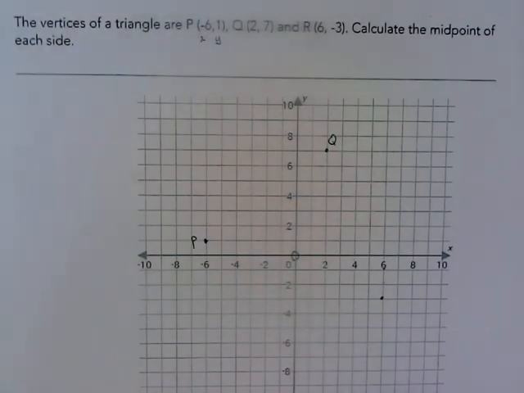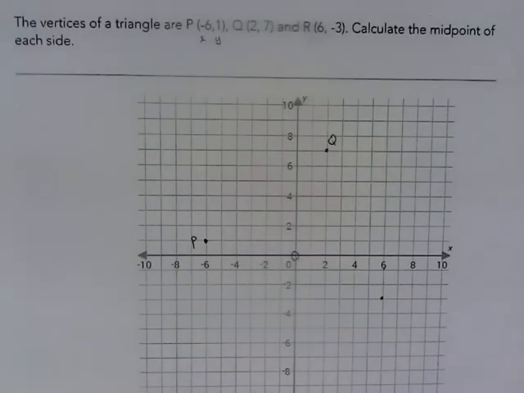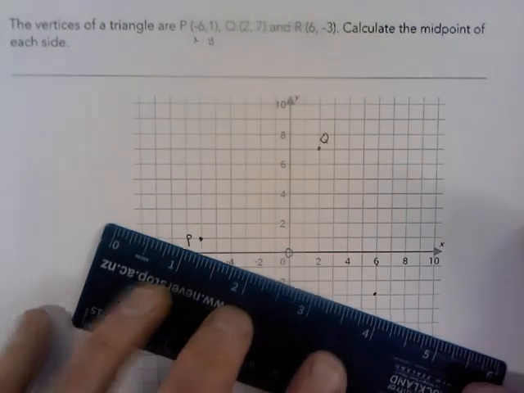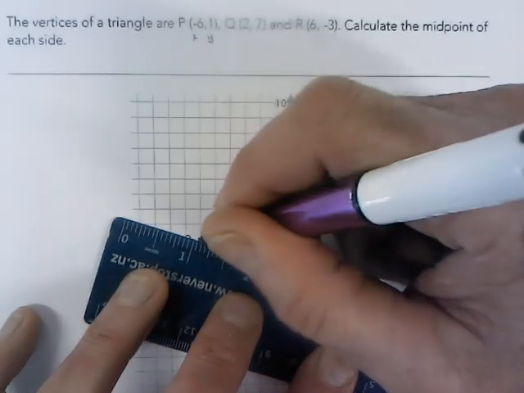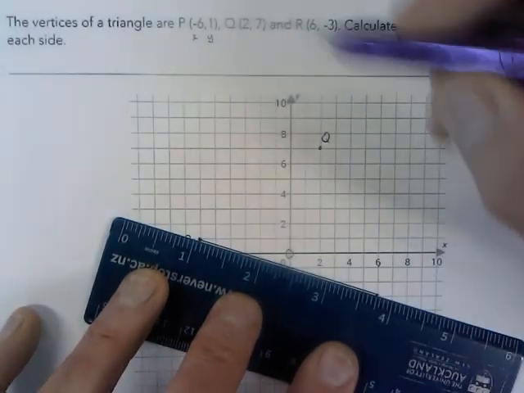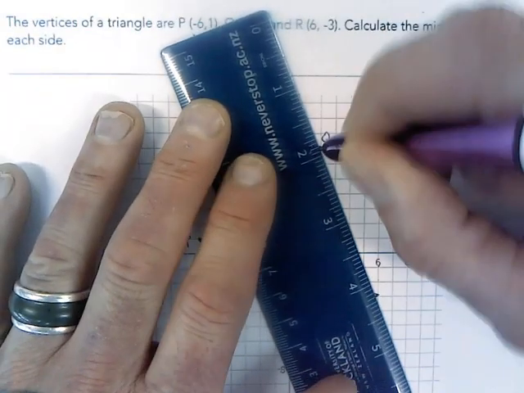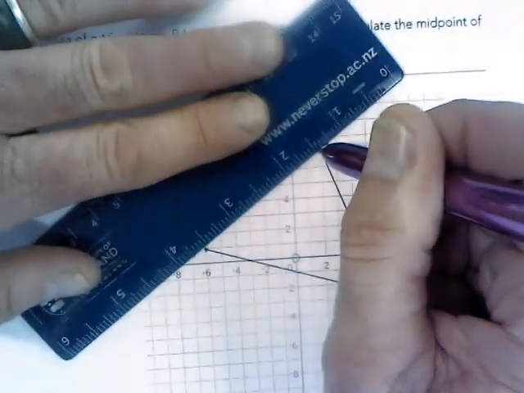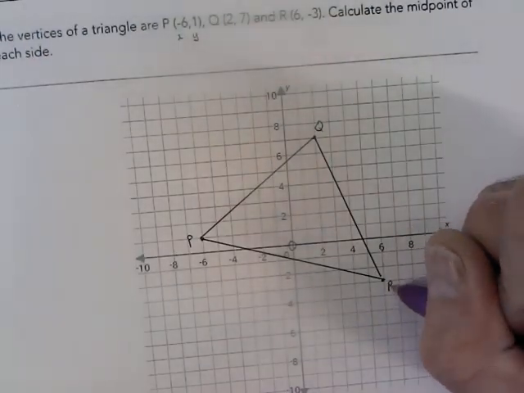Once we've got those points, we will then use the ruler, and let's join those points with a straight line. Okay, so P, Q, and my R.